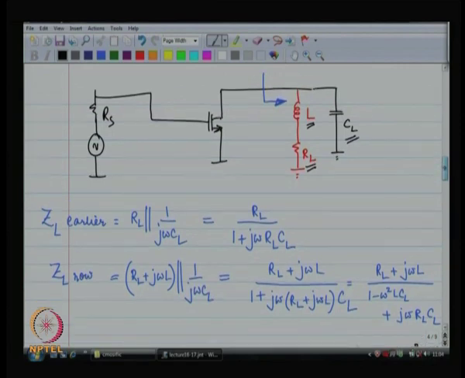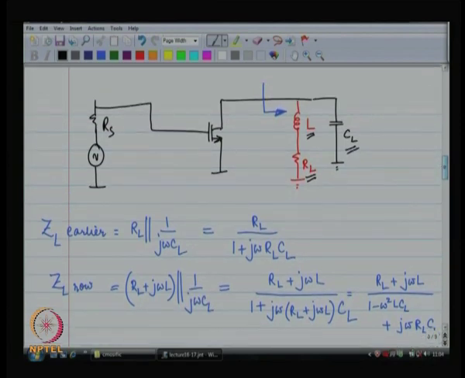So, instead of trying to drive a load which is just R and C parallel combination, why don't I try to drive something that looks like what has been projected. So, L in series with R, in shunt with the load capacitance. So, this is what we are trying to drive.